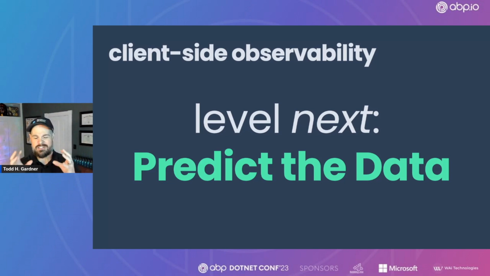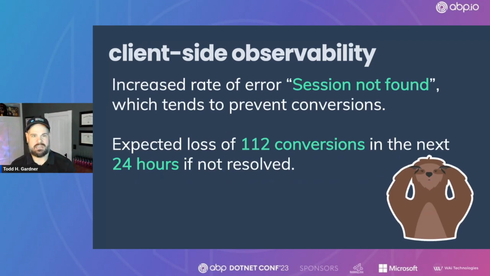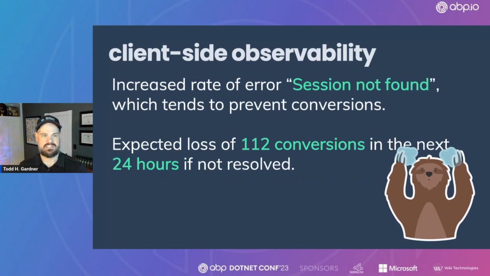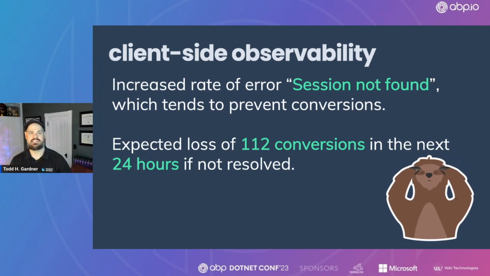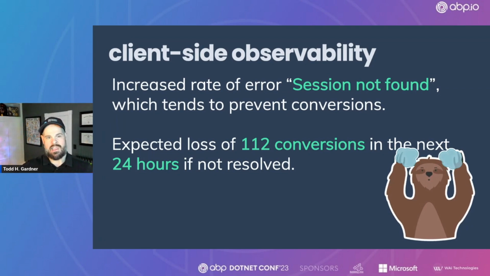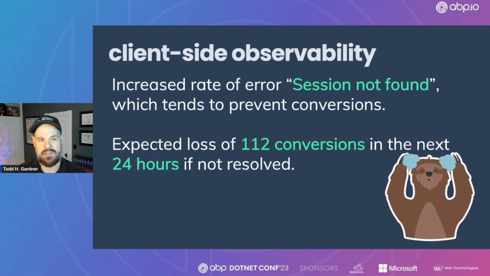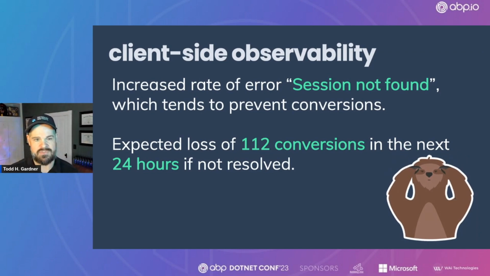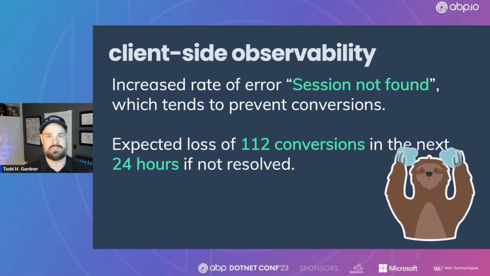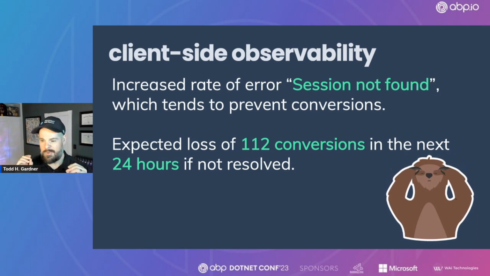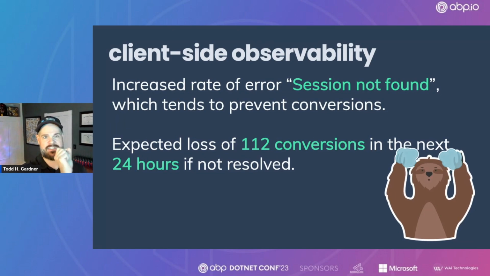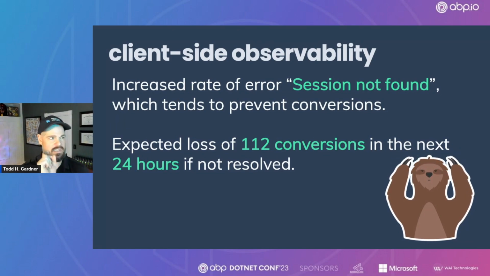And next, this kind of leads into, how do we predict things? How do we really get in on understanding the significance of our data? And so what if we could do things like, there's this error that we're seeing, and historically it has tended to prevent conversion. So if this starts happening, I expect you to lose 112 conversions, whatever that means to you in terms of dollars, in the next 24 hours if you don't resolve it. And so now we can have these questions where this bug is costing you $12 a second. And now you can prioritize based on what are the things that are costing you real amounts of money.